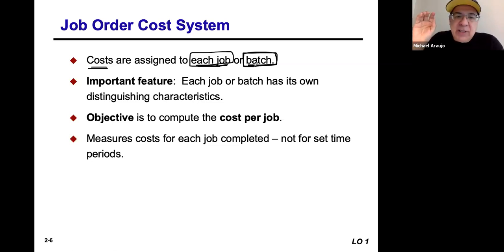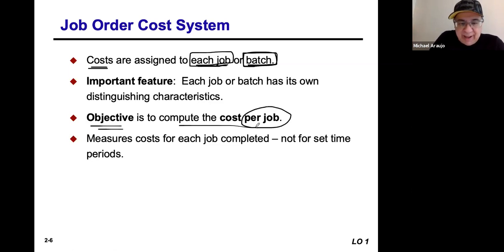So these are when, again, costs are calculated and assigned to a specific job or what they call a batch. Again, the objective of this system is to compute the cost per job or per batch. And that's what we're going to be focused on.